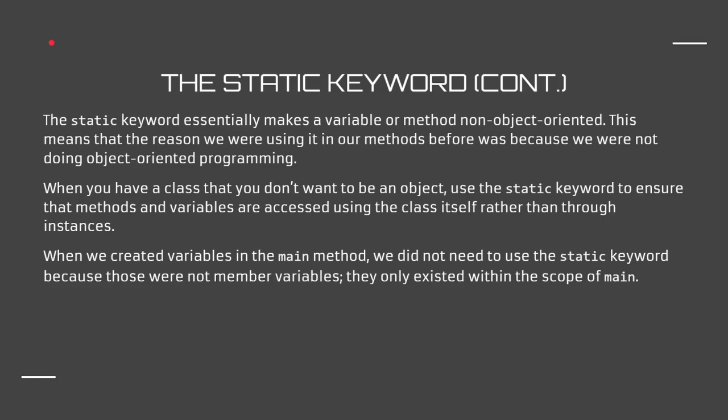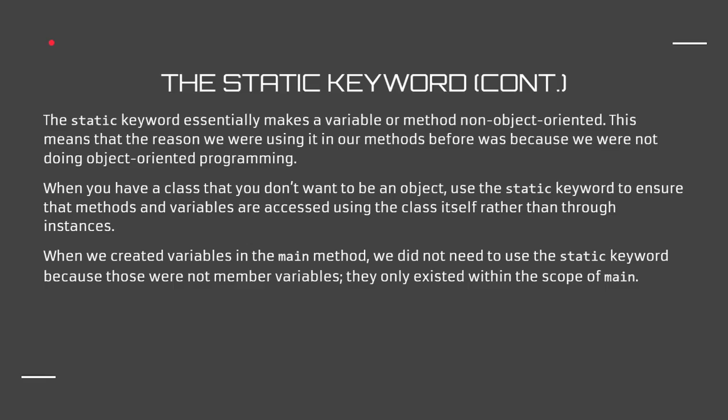Alright, so the static keyword essentially makes a variable or method non-object oriented. This means that the reason we were using it in our methods before was because we were not doing object-oriented programming. So with, say, salary calculator, we didn't want it to be used as an object. We didn't want to have to make an instance of a salary calculator. We didn't want to use it as a variable because there was only one salary calculator. There was only one pay rate 1 for Mary, only one pay rate 2 for John. We didn't want it to be object-oriented, so we made it static.